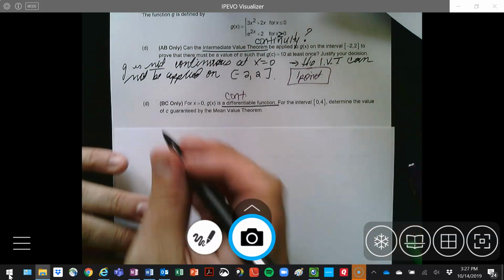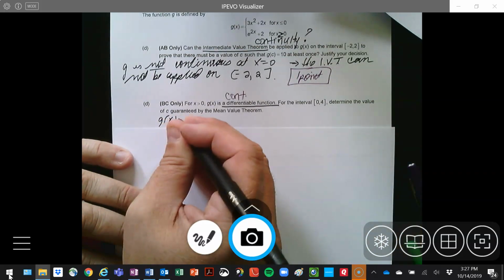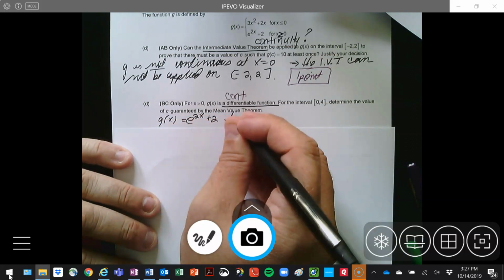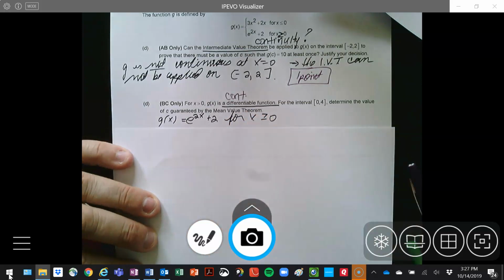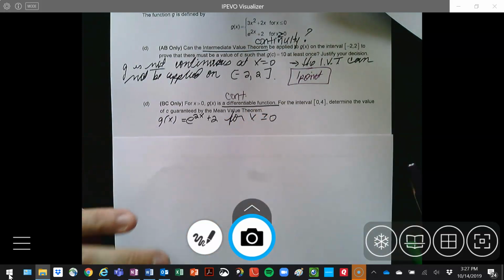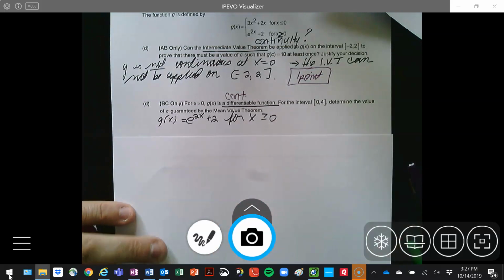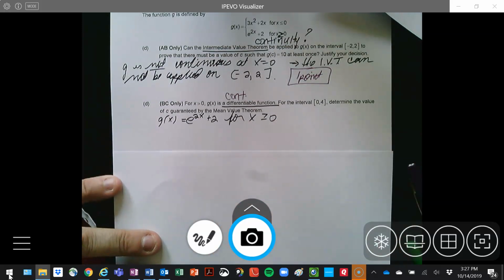So we are redefining the function as g of x equals e to the 2x plus 2 for x greater than or equal to 0. This is an oversight that I missed last year. My apologies for that, but let's just do this.